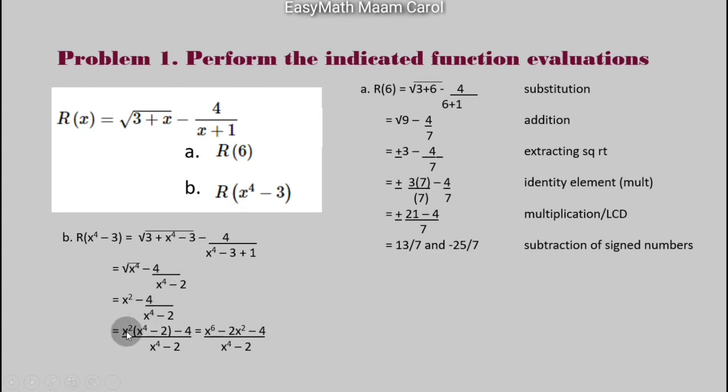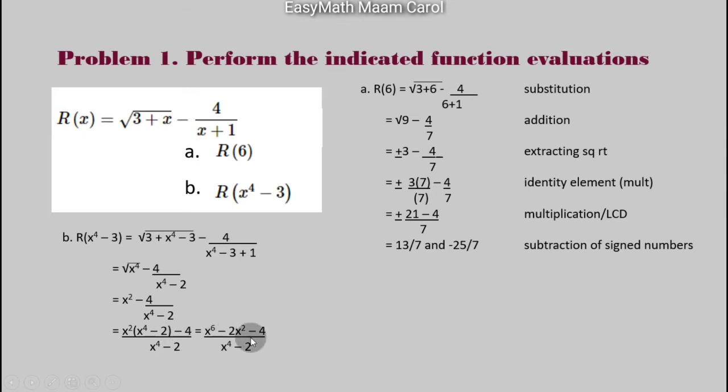So, there. Tapos, if we are going to get the LCD, so parang yung ginawa din natin dito, we multiplied the same expression sa numerator and denominator. So, kung ano yung denominator dito, yun din yung minultiply natin. Take note, eto yan, di ba? X to the fourth minus 2, sa denominator may x to the fourth minus 2. So, minultiply natin siya. So, there you go. So, ayun yung nangyari. And then, we distributed yung x squared dun sa x to the fourth minus 2. So, x squared times x to the fourth, that's x to the sixth. And then, x squared times negative 2, that's negative 2x squared.